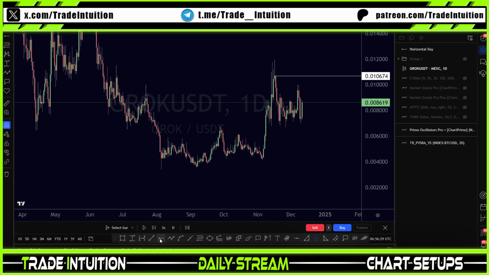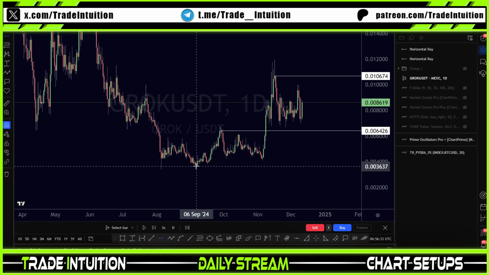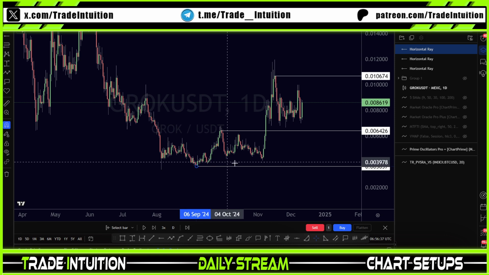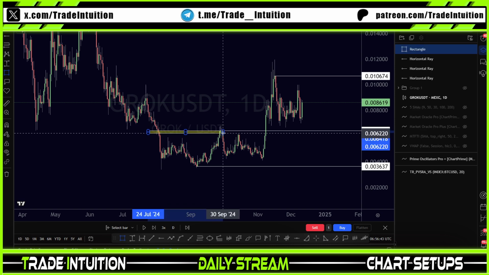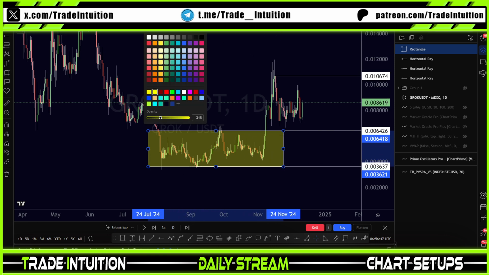Now we can see that we do have a level right here. We also have a level right here. And this is a really nice accumulation. Now, what I like to do is I like to draw a box around my accumulation. And I'm going from this high to this low. And this is our accumulation.